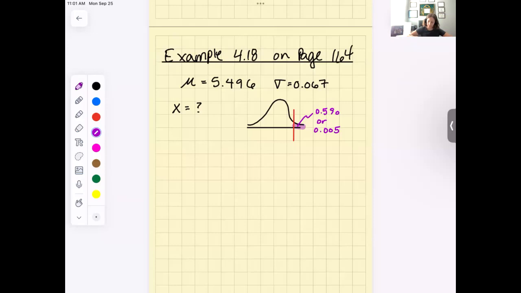So how did, let's see, this was given. Now, remember though, when we go to the table, it only gives us the area under the curve to the left. So what would that area be?